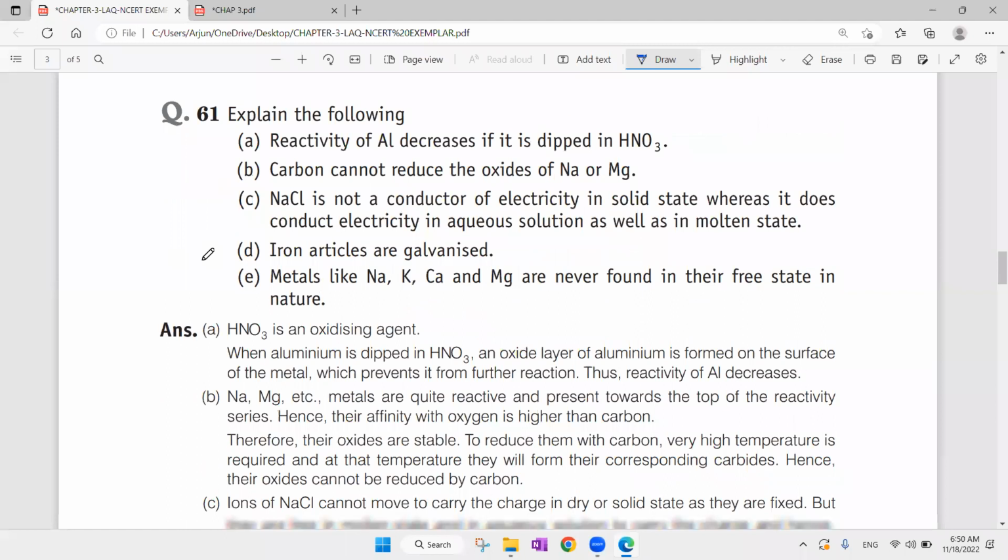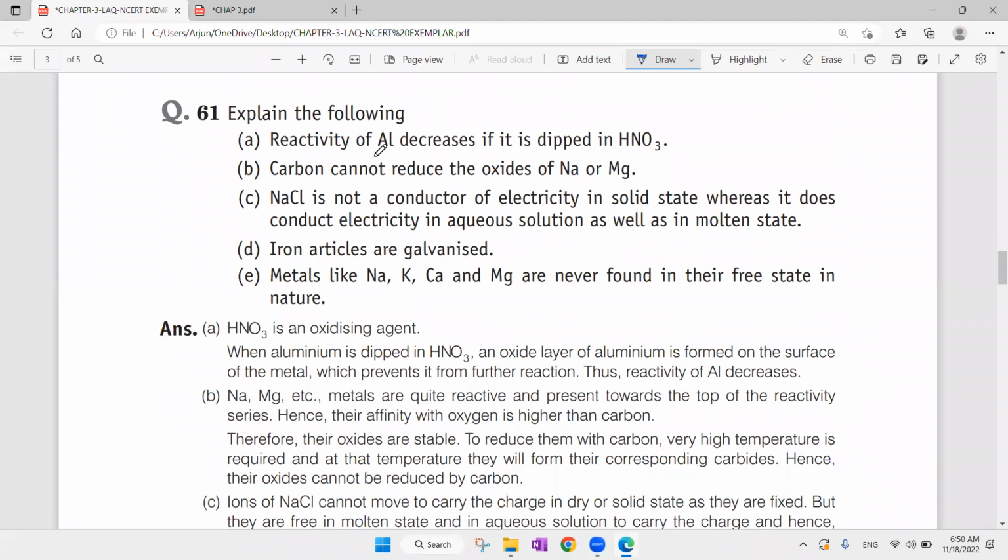Next, explain the following. Reactivity of aluminum decreases if it is dipped in HNO3. HNO3 is an oxidizing agent. When aluminum is dipped in HNO3, an oxide layer of aluminum is formed on the surface of the metal, which prevents it from further reaction. Aluminum is known as a self-protecting metal. The oxide is deposited on the aluminum like this. Hence, it prevents further oxidation, so the reactivity will decrease. It will not allow the reaction.